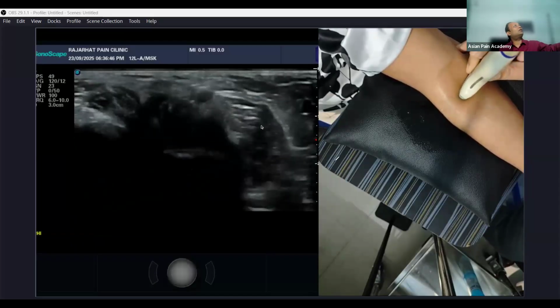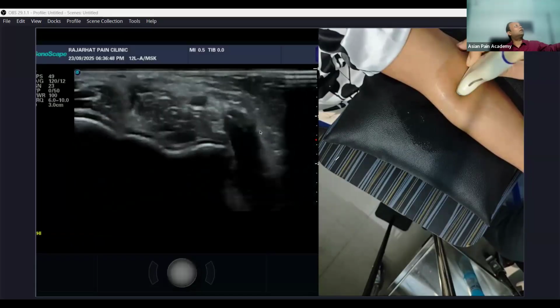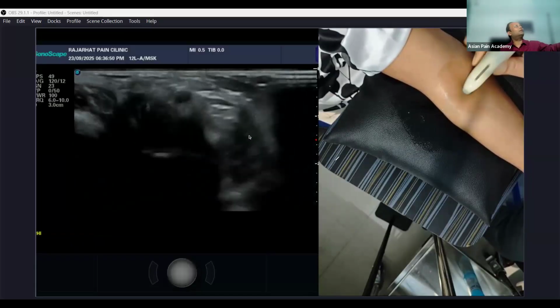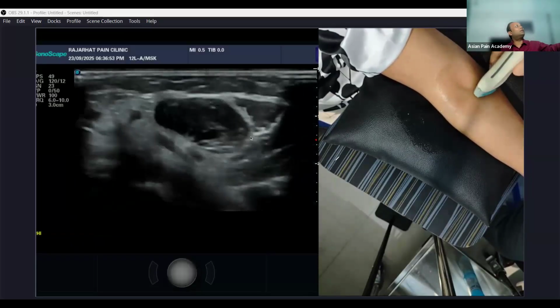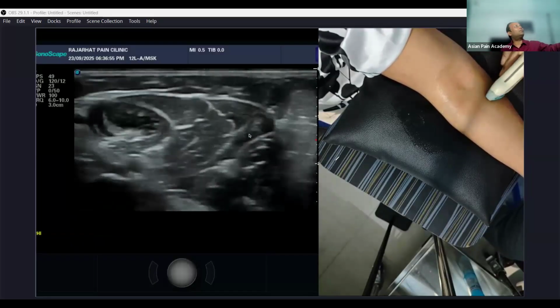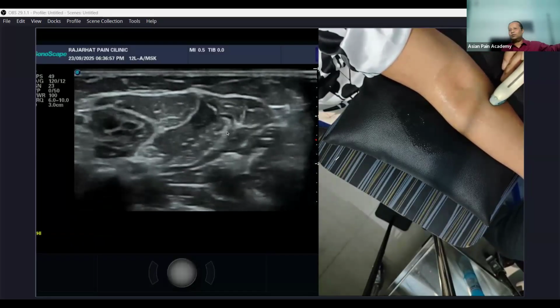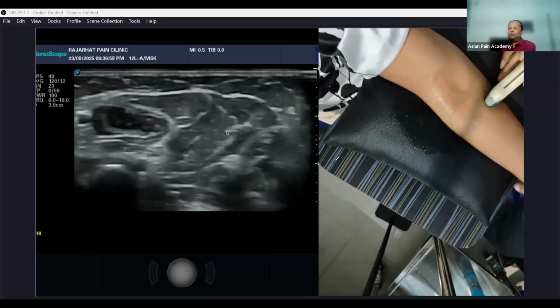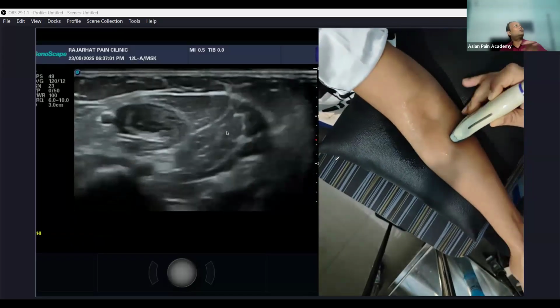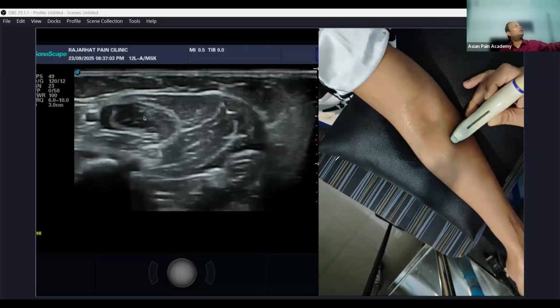Okay, so this is the pronator teres muscle. You can understand brachioradialis, pronator teres. Now I am just rotating my probe in this way so that I see the flexor muscles. So in this hand, I am rotating the probe. Okay. So we have already looked at pronator teres.